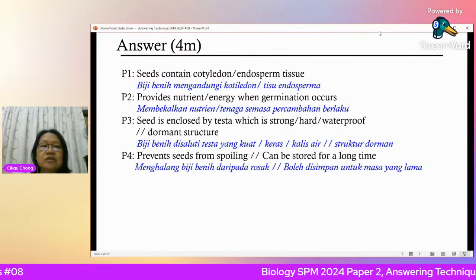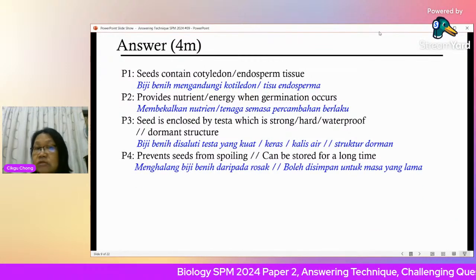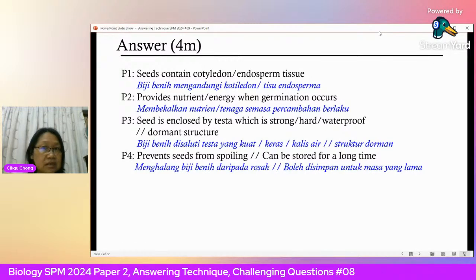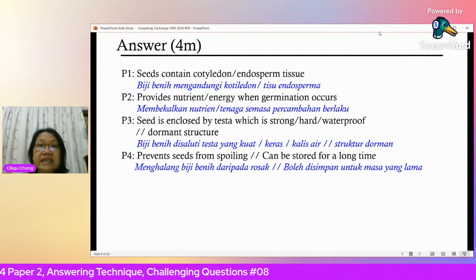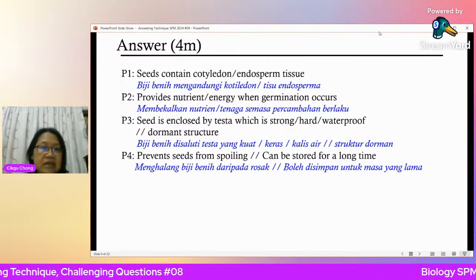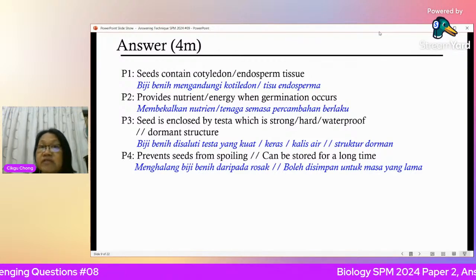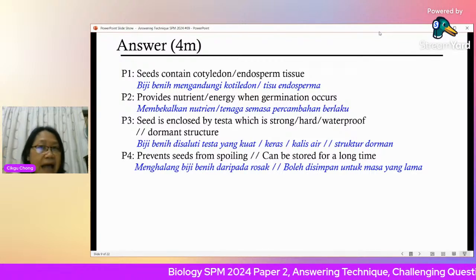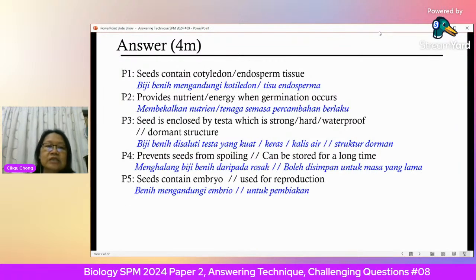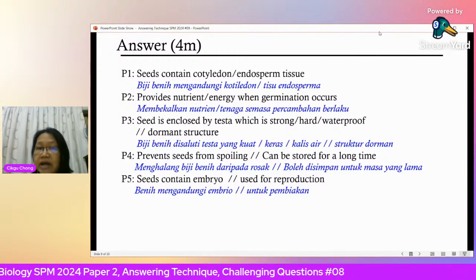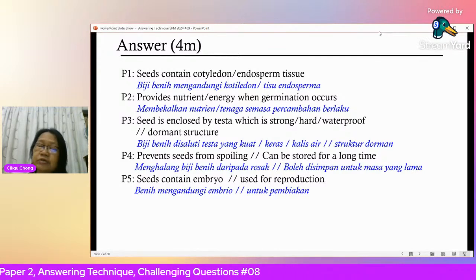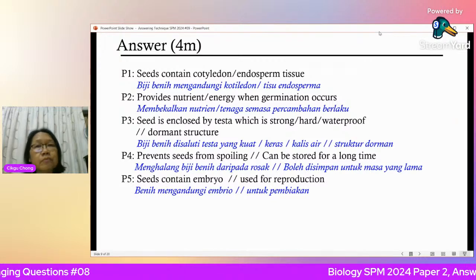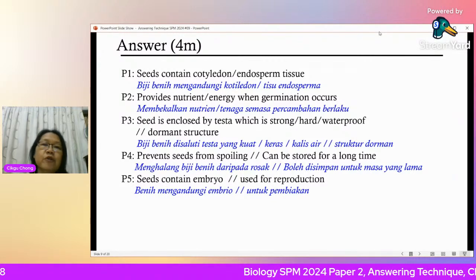All right, so because it has a testa which is strong, this will prevent the seed from spoiling. So when you ingest the seed accidentally or purposely, it will not be spoiled by the digestive enzymes. It can be stored for a long time. Okay, so the seed is very tahan. All right. Then seeds contain embryo, and the embryo contains the material for the growth of this new baby plant. It can be used for reproduction.